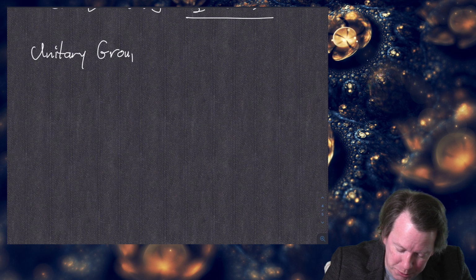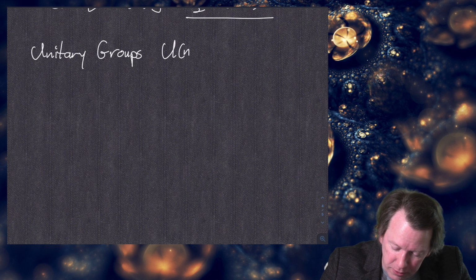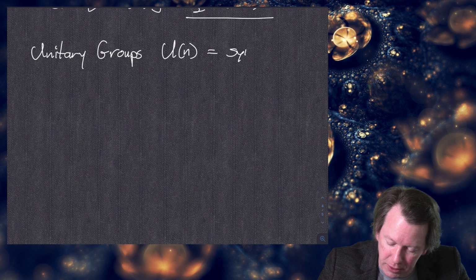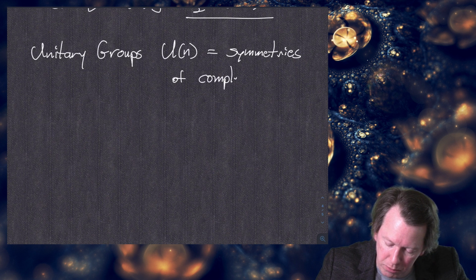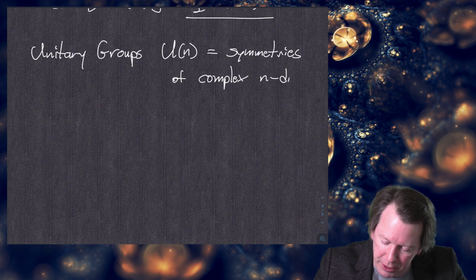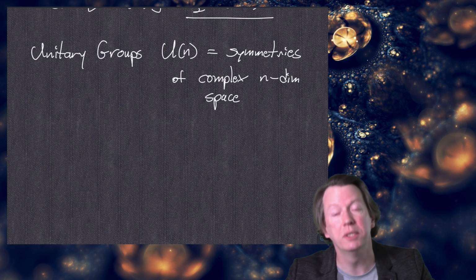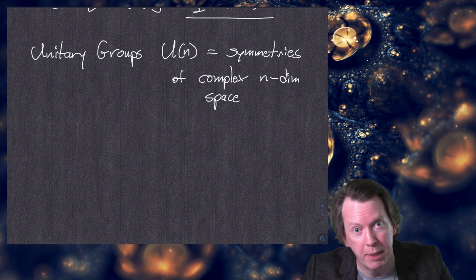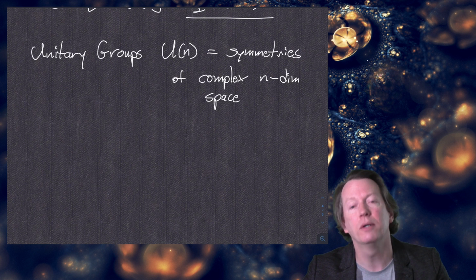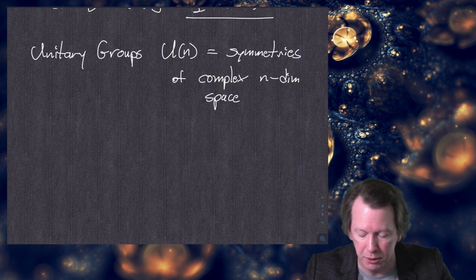So the unitary groups, UN, are symmetries of complex n-dimensional spaces. Just like ON were the symmetries of real n-dimensional spaces, UN are the symmetries of complex n-dimensional spaces.